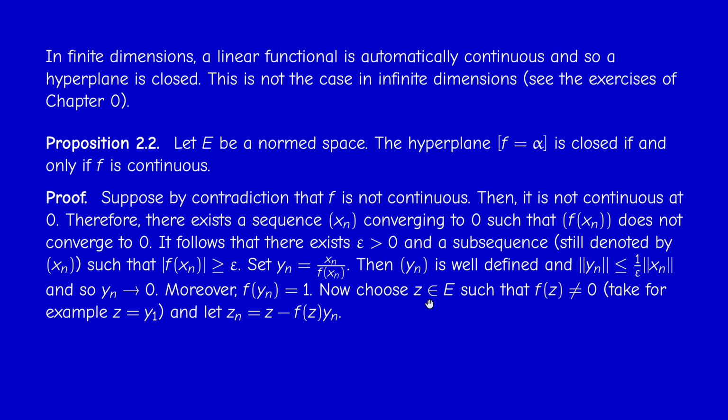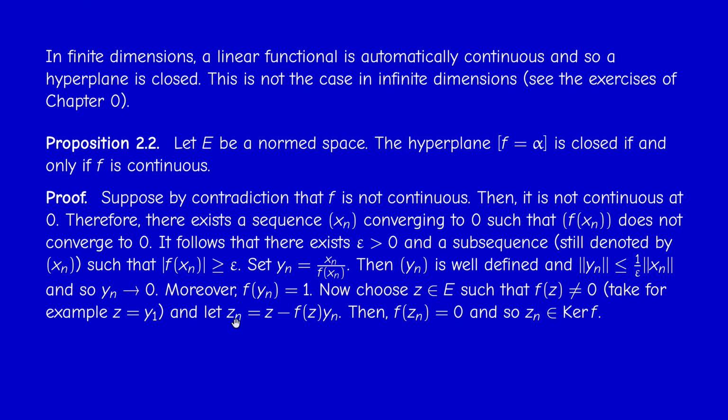And now we choose an element z at which f does not vanish. Of course, this is possible because f is not trivial. Or you can just take z equal y1 if you like, because f of y1 is 1, so it's not 0, or any term of the sequence. So fix this element z in E, and it satisfies that z is not in the kernel. And now consider this sequence, zn equals z minus f of z, which is different from 0, could be equal to 1, doesn't matter, times yn. yn tends to 0, and z is fixed in this reasoning. So as n tends to infinity, zn converges to z.